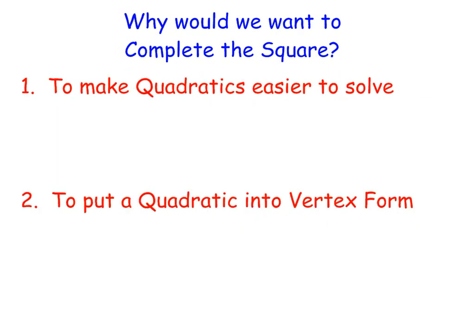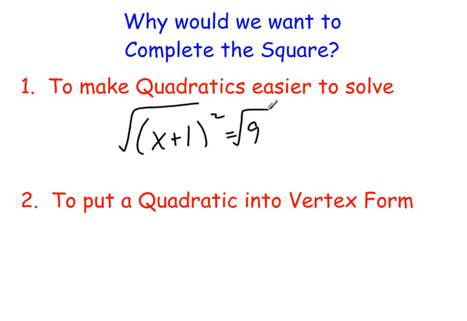So why would we want to complete the square? Well, when you complete the square, it makes a quadratic easier to solve because if you remember, you have solved problems where we have, for example, x plus 1 squared equals 9. When I'm able to complete the square, which makes the trinomial factor into a perfect square, I know I can take the square root of both sides, which makes it easier.